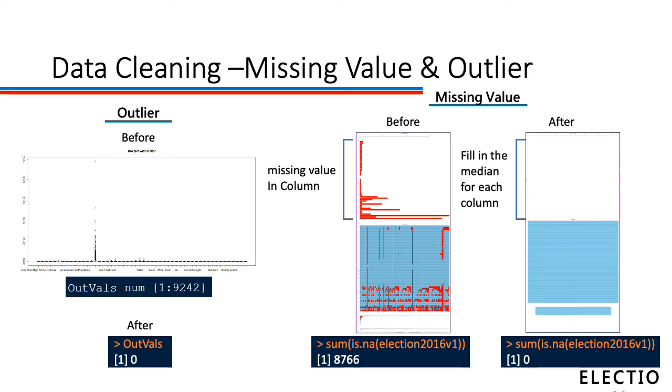We can see from the graph that after we deal with the outliers, there are zero outliers in our dataset, and the other graph shows the missing values in each column. The red histogram in the graph shows the number of missing values, and it's more than 8,000 missing values in this dataset. We use the median to fill up the missing values and compare with the previous graph. We can observe that all of the missing values in each column are filled, and the graph shows no red bar.